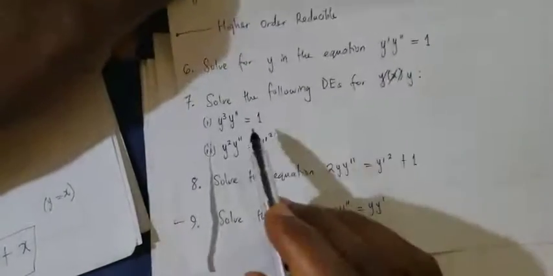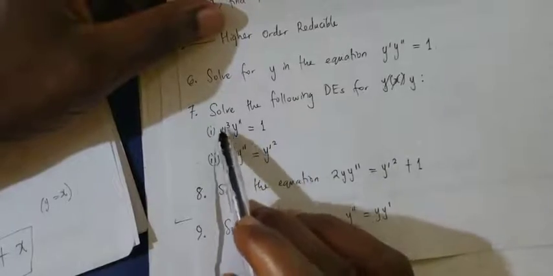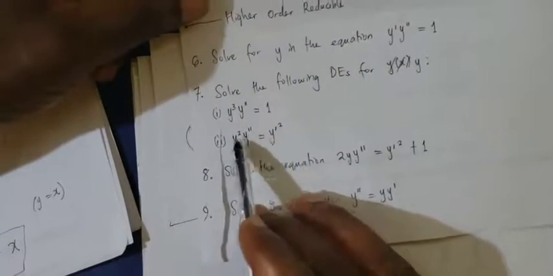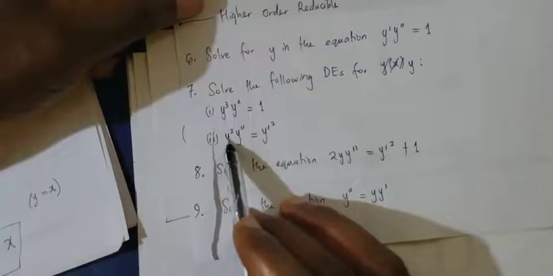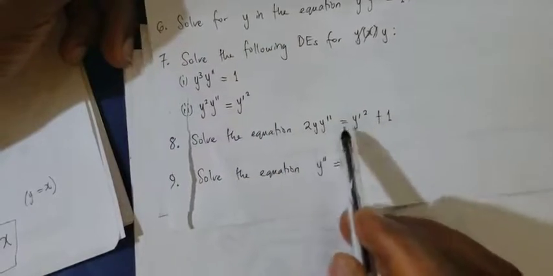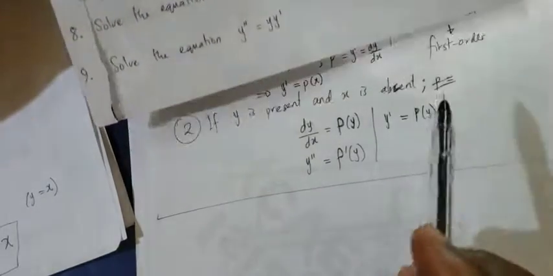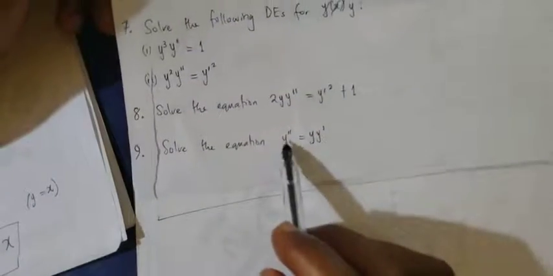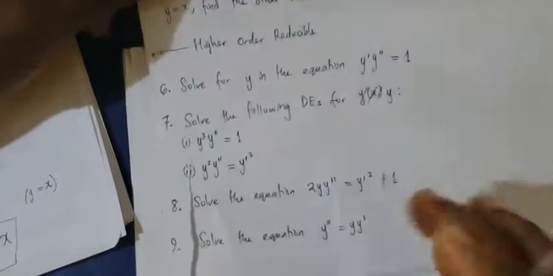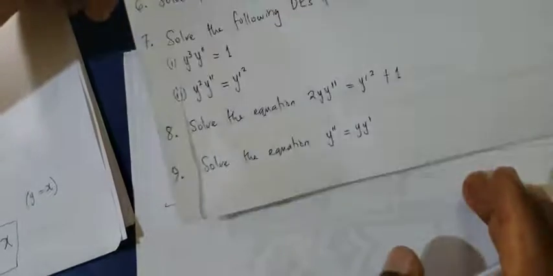Look at this number 7 too. Here y is present but x is not there, so we can use this second approach. Look at the third one. y is present also, but x is not there, so we use this second approach. Then the number 8, y is there also, but x is not there, so we use this second approach. And this last one also, y is there but x is not there, so we use the second approach. So let's solve this one, and then we solve one of these, then we follow the patterns to solve the rest yourself. So look at this first one.